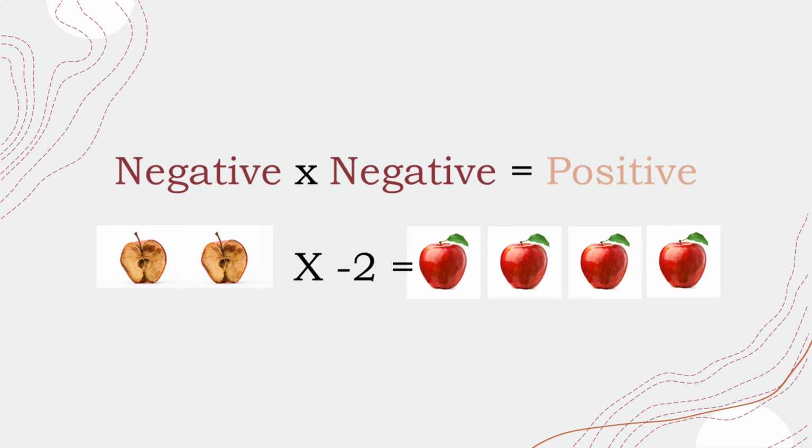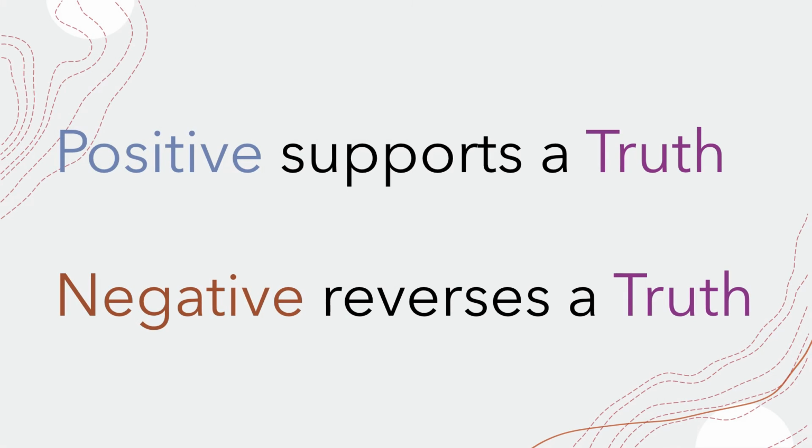So negative times negative equals positive makes perfect sense in this way, according to how we perceive, communicate, and exchange truths and ideas in our daily life. Basically, positive supports the truth. When a positive number is times with positive, it will bring further along the positive number line. When a negative number is times with a positive number, it will bring along the negative number. So positive supports the truth.